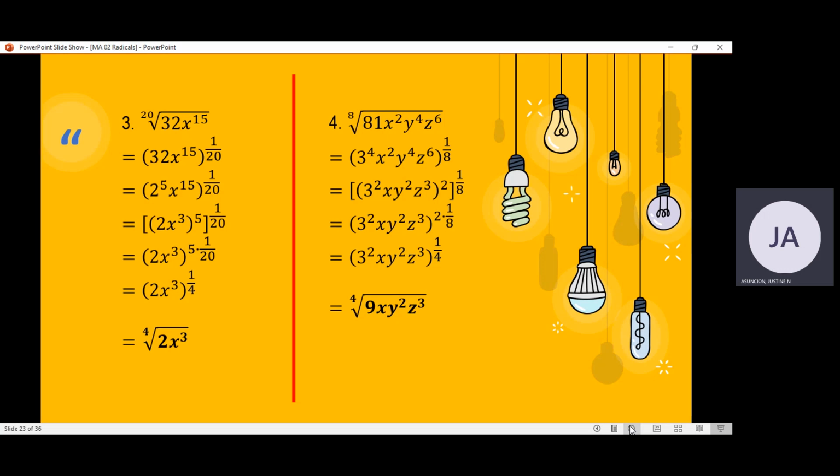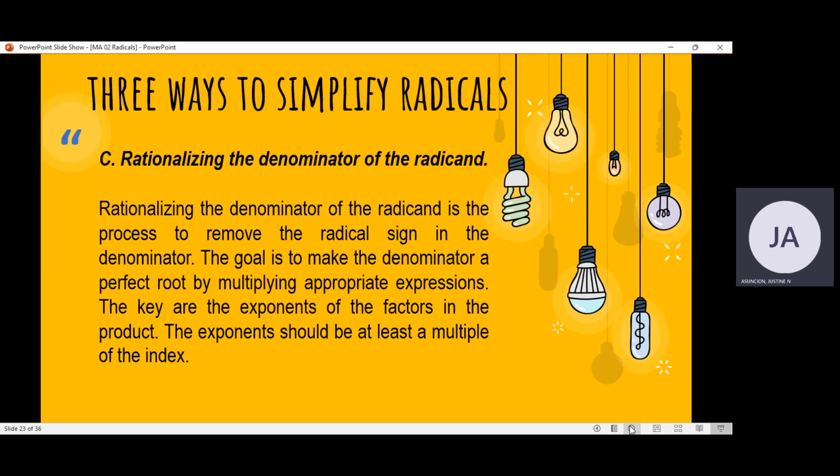And then lastly, we have rationalizing the denominator of the radicand. Rationalizing the denominator of a radicand is the process of removing the radical sign in the denominator. Our goal here is to have a perfect root in the denominator by multiplying by an appropriate expression. So always remember again, the denominator should be a perfect root, or there is no radical in the denominator.